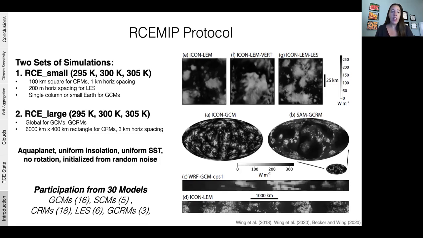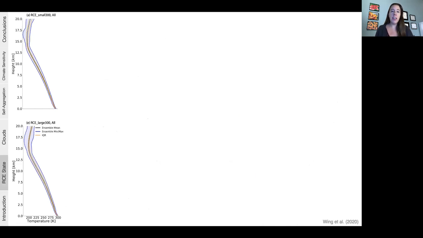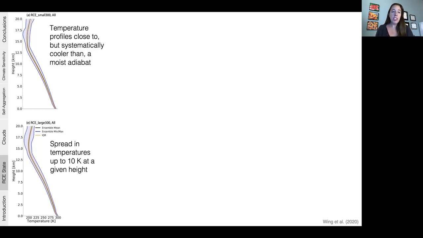And so turning first to our RCE state, we find that there's actually quite a wide spread in the representation of the RCE state in this ensemble of models. Shown here are domain average temperature profiles, where the black line is the ensemble mean across all the models, the blue shading the spread and the full range, and then the orange lines show the interquartile range. The temperature profiles are close to, but systematically cooler than a moist adiabat. But despite their common appearance on this plot, at a given height, the spread in temperatures is actually up to 10 Kelvin, which is quite a large discrepancy.